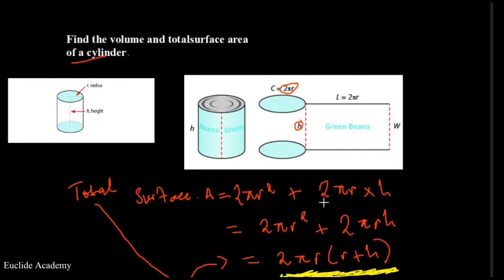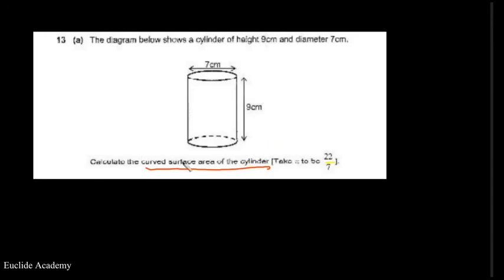But if you want to find the curved surface area, you only use this one here. That is for the curved surface area. You don't include these two circles. So this question here wants us to find the curved surface area of the cylinder. So guess what formula do we use? So we use that formula to find.